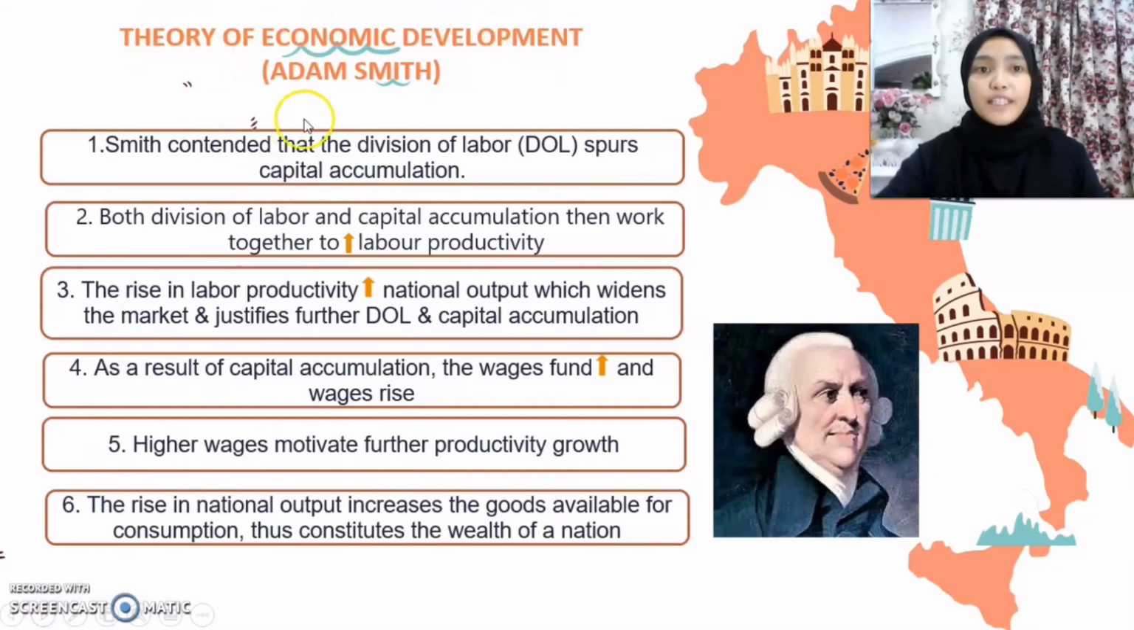Theory of Economic Development, Adam Smith. According to Adam Smith, he contended that division of labor served capital accumulation. These things work together to increase labor productivity. The rise in labor productivity will increase national output, which widens the market and justifies further DOL and capital accumulation. As a result of capital accumulation, the wage fund increases and wages rise. Higher wages motivate further productivity growth. The rise in national output increases the goods available for consumption, thus constituting the wealth of nations.